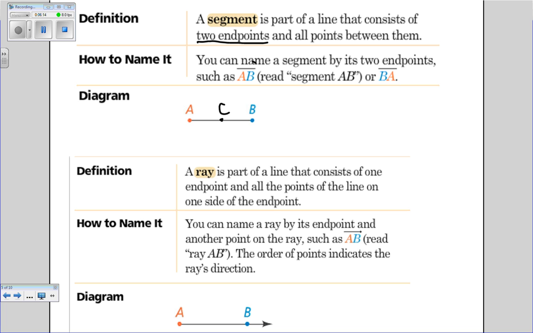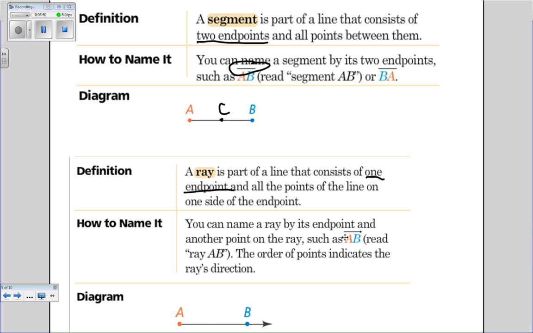Now notice what goes above this. It looks like a segment. All right, no arrows. All right, a ray is also a part of a line, but this one only has 1 endpoint. All right, and all of the points on the line are on the same side of that endpoint. So A is my endpoint, and B is on my side of my endpoint. So I got all the points on B's side. So this has an arrow because I want all the points that keep going on into infinity. Now, I'm going to name this ray AB.